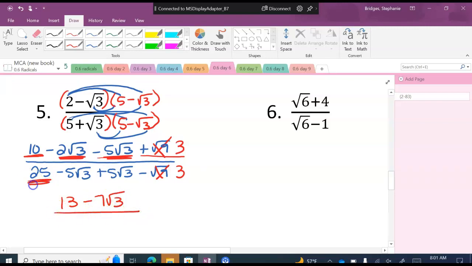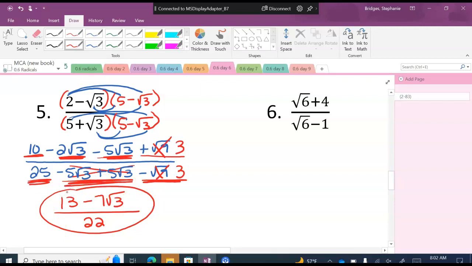Then at the bottom, I've got 25 minus 3, which is 22. And these middle terms, they do cancel, right, because they're conjugates? And then I'm going to check my 3 numbers, 13, 7, and 22. Do those all have something in common? No. So I'm going to leave my answer just like that. Does that make a little bit of sense? All right, go ahead and try 6 then.